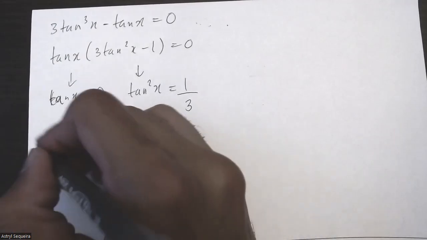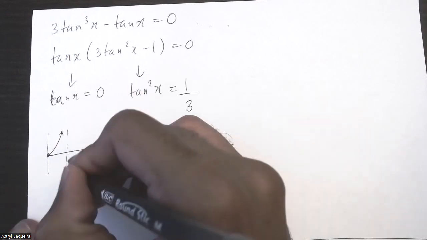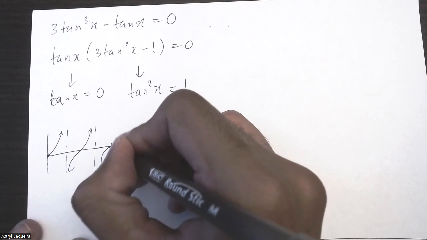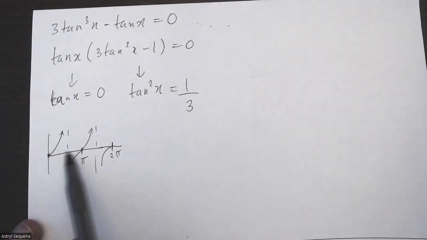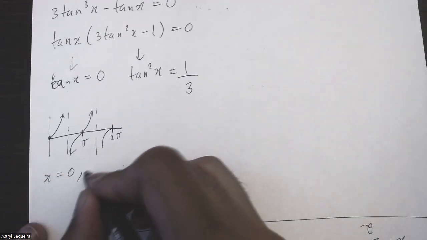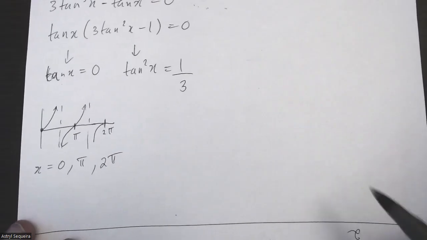Remember, tan x equals 0. You want to use your tan graph. So that's my tan graph between 0 and 2 pi, and that's pi. And then I have 3 points where tan x is equal to 0: 0, pi, and 2 pi. So I have 3 solutions here. Basically, tan x equals 0 is the same as sine x equals 0.